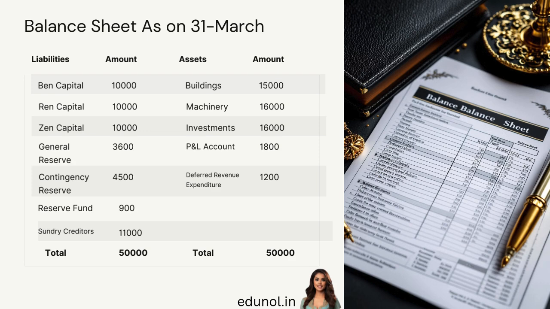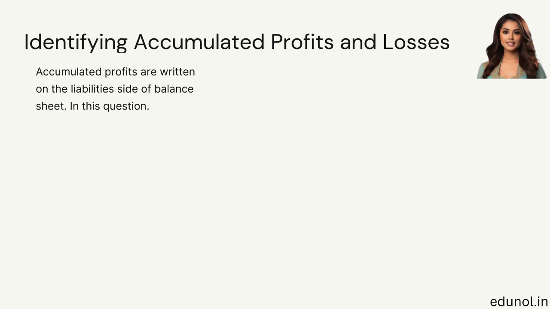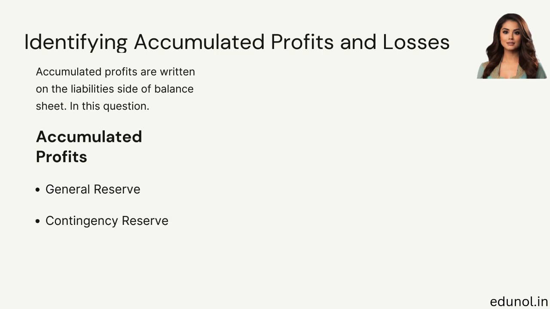Total of asset side is 50,000 rupees. Accumulated profits are written on the liabilities side of balance sheet. In this question, accumulated profits are: first, general reserve; second, contingency reserve; third, reserve fund.